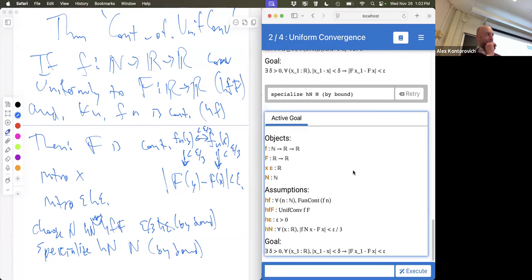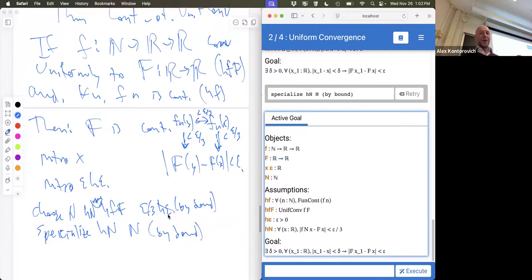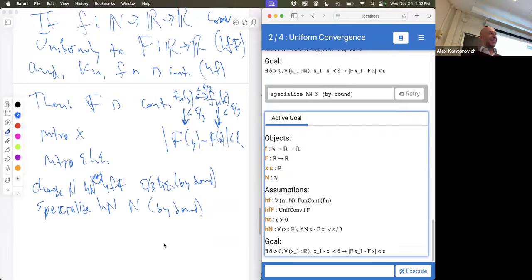Okay, does that make sense? So now it's very simple. We know what our capital N is. We know which function we're going to use, Fn. So where do we get delta? Joe. Exactly, from HF specialized to which value of little n? Capital N, that's the only natural number we have. You just look at the set of objects. We only have one natural number, so that's the only one we can use. Exactly. So let's start with HF.